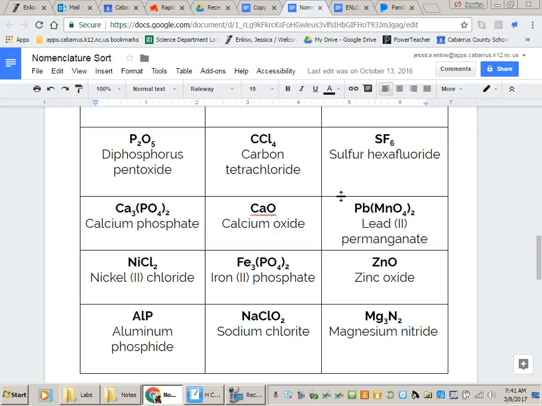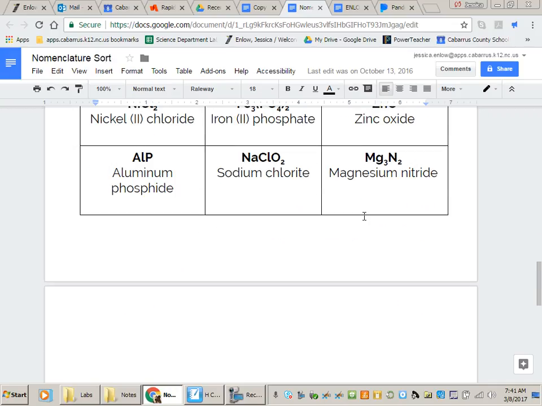But then I see this one, calcium oxide, there's oxygen, right? But there's also a calcium, which is a metal. Okay, so you should be identifying the metals first. Do I have to use a prefix to describe it? No. And then I see magnesium nitride. Is that ionic or covalent? Ionic. Do you see prefixes in there? Okay, no. So what you're thinking now is, when do I use prefixes?